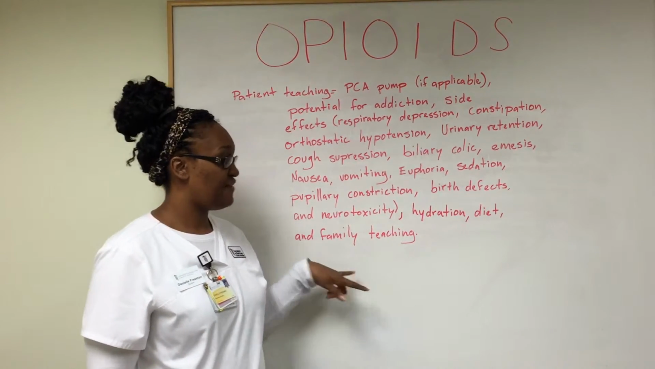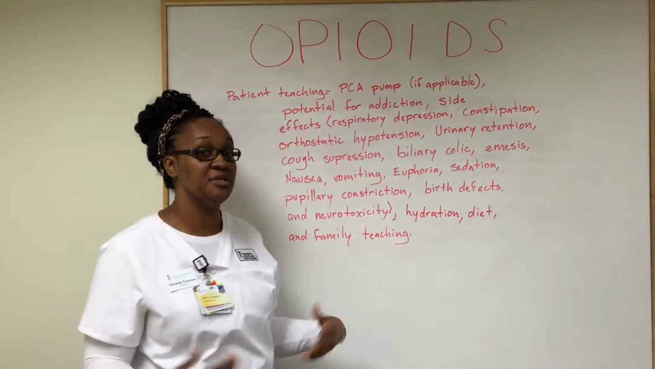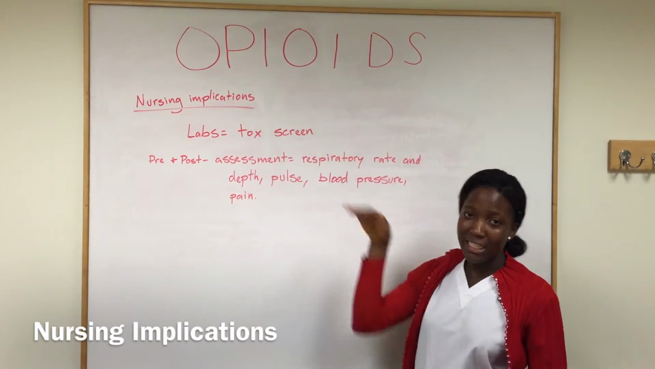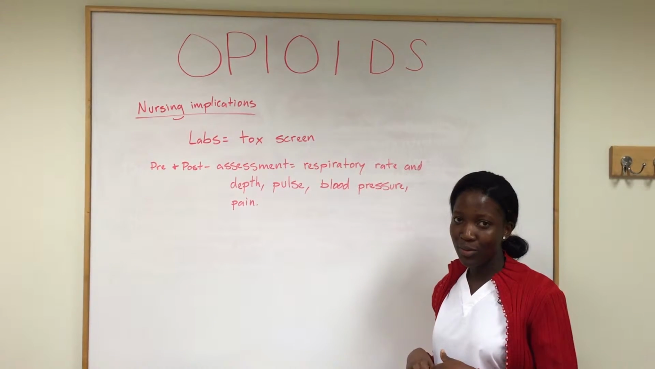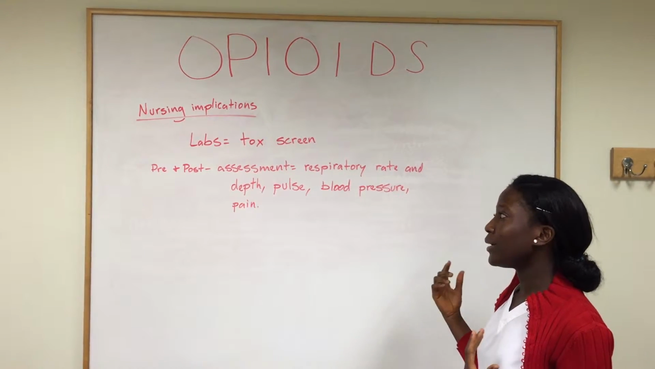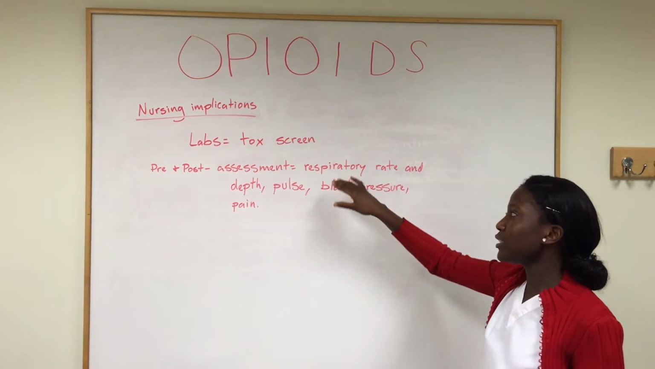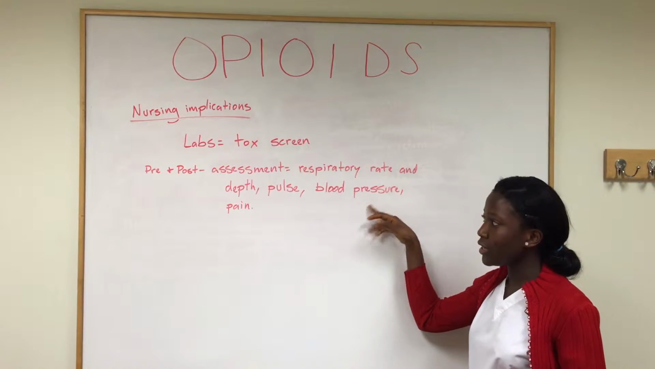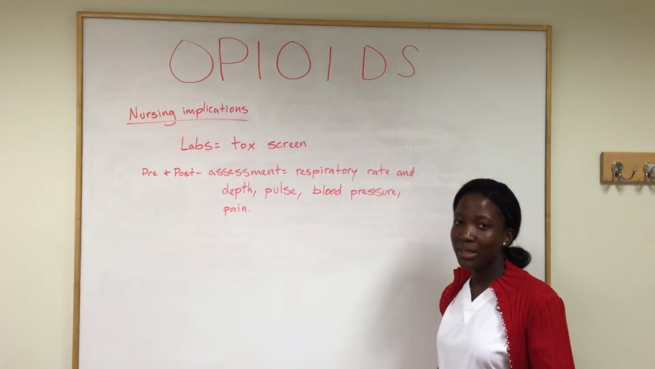Also, patient teaching and family teaching would be to hydrate yourself and make sure that you eat a lot of fiber because it makes you constipated. Opioids are not routinely monitored in the blood, but if a physician wanted to see how much opioid you have in your system, he could do a tox screen. Do a pre and post assessment before you give somebody opioids to monitor for respiratory rate and depth, check their pulse, blood pressure, and always ask the patient their pain score before administering an opioid.